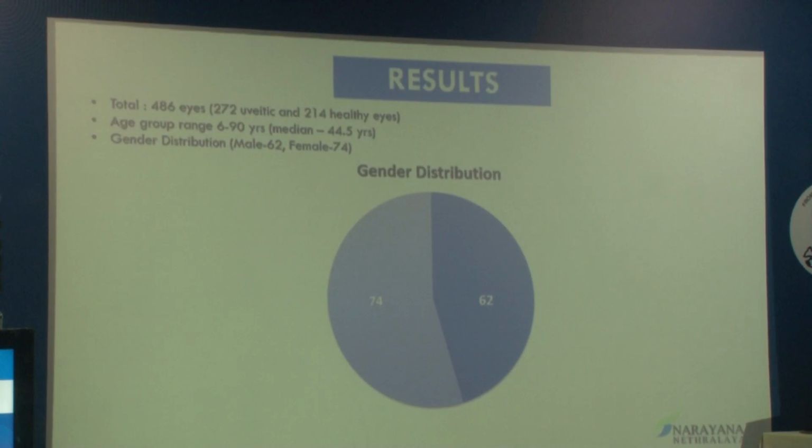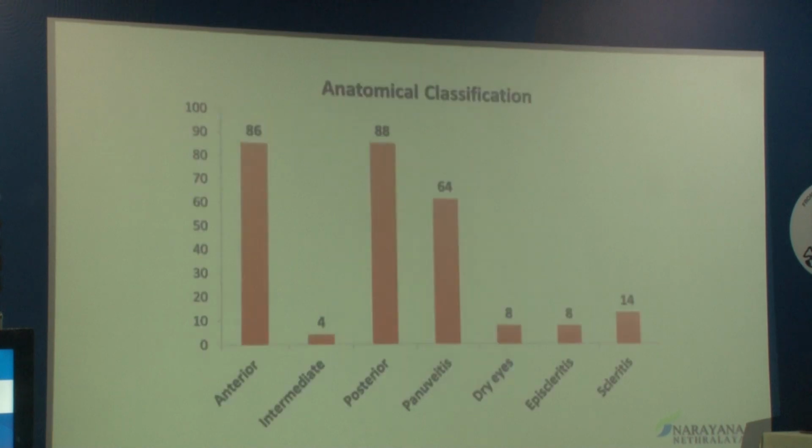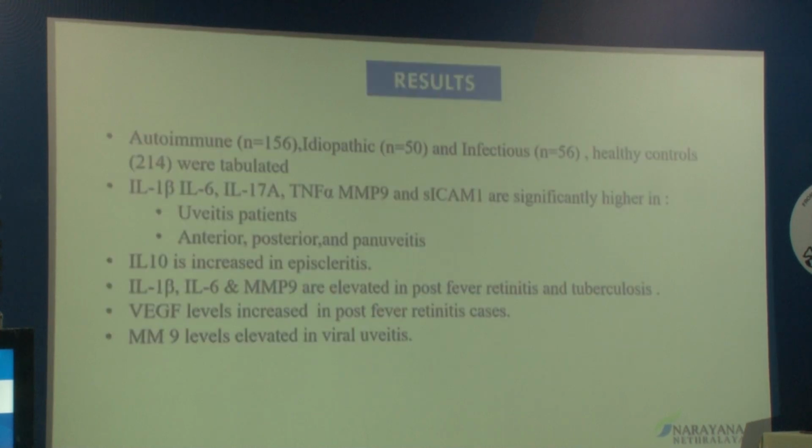On results, a total of 486 eyes were evaluated, out of which 272 were uveitic and 214 were healthy eyes. The age group was 6 to 90 years with a median age of 44.5. Females numbered around 74. On anatomical classification, the maximum number of patients had posterior uveitis, followed by anterior and pan-uveitis. Around 156 patients had autoimmune diseases, followed by idiopathic and infectious diseases, and around 214 were controls.